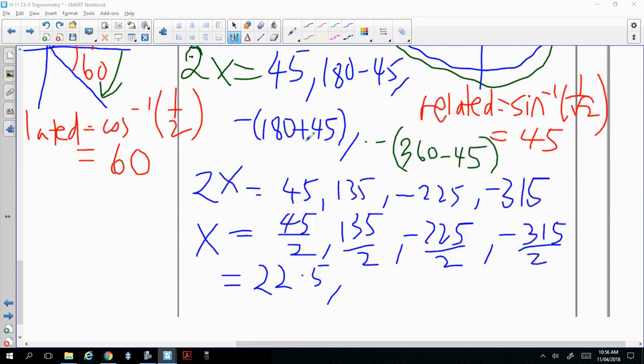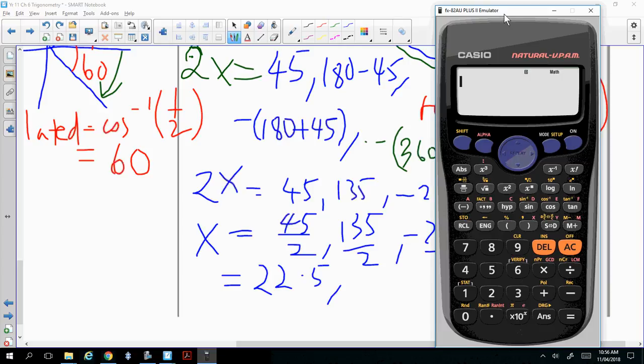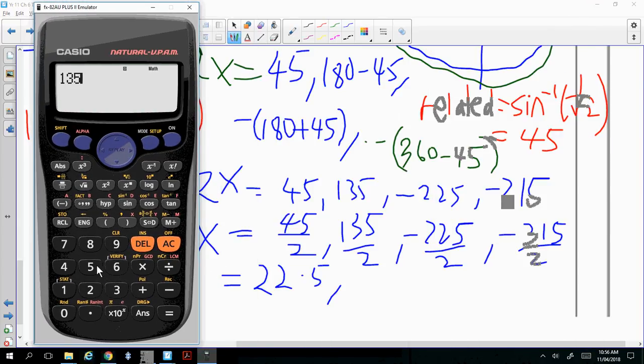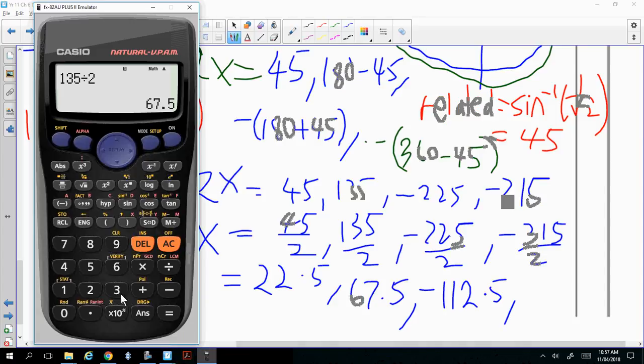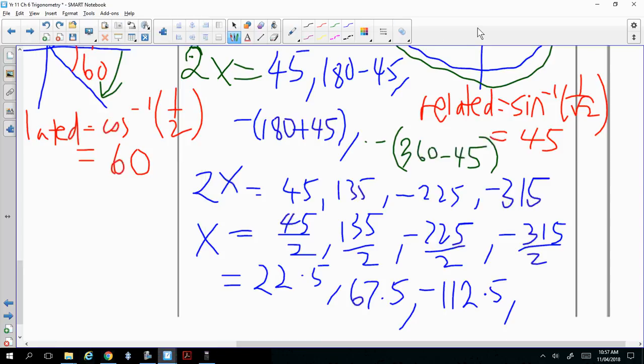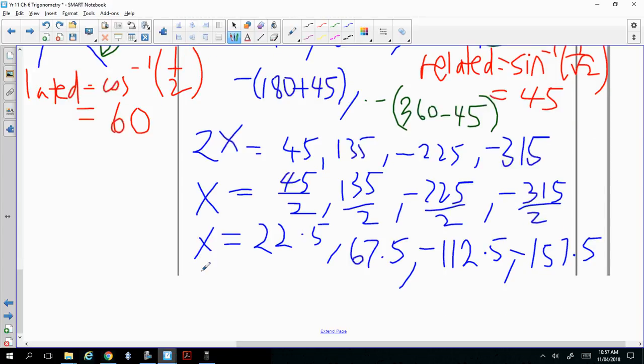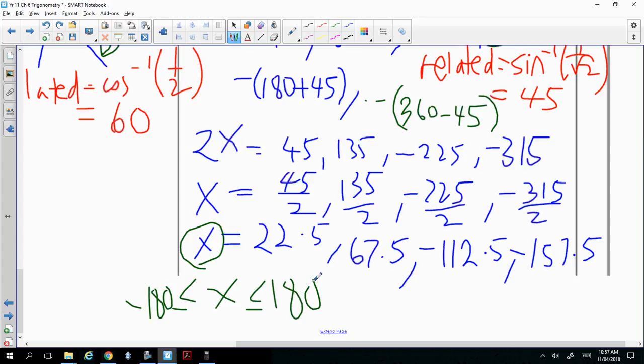So the next one, you just go 135 divided by 2, 67.5. The next one, I could do without a calculator, 112.5. And the last one, I need the calculator, 157.5. Yeah, like that. You will notice your final answer will be between negative 180 and 180, as expected. Alright, good. Any question? These are the hard types you could get in the test, so make sure you learn this.